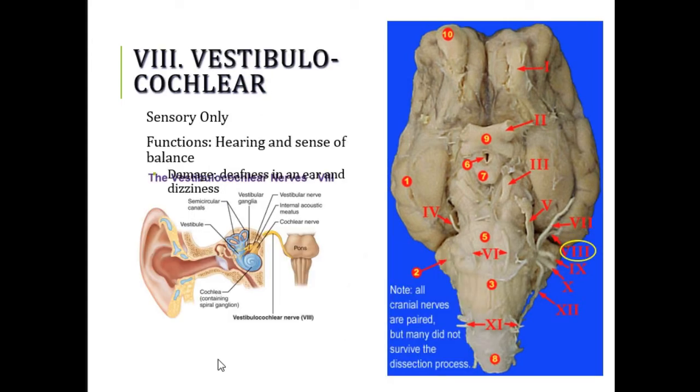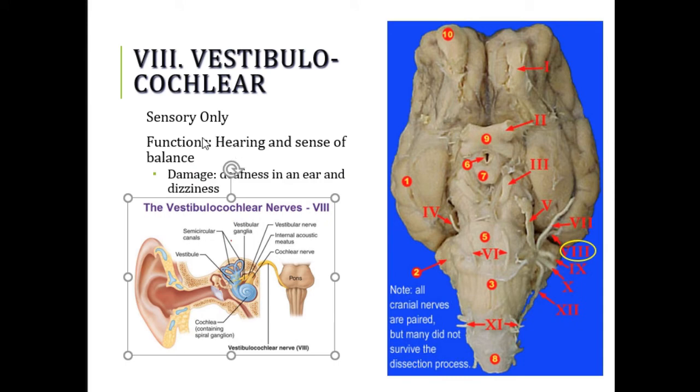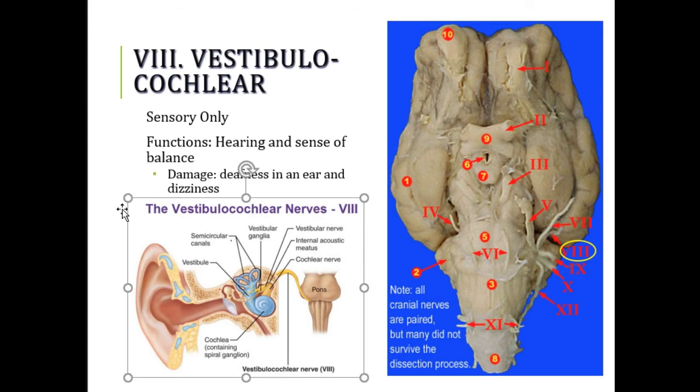And on to cranial nerve 8, so the vestibulocochlear nerve. And this is a sensory nerve. So this is a sensory only nerve, and it is responsible for hearing and sense of balance. So as the name may suggest, and a good way to remember this, cochlea, cochlear, vestibulocochlear nerve. And it is very, very close to the facial nerve because it's right in here.